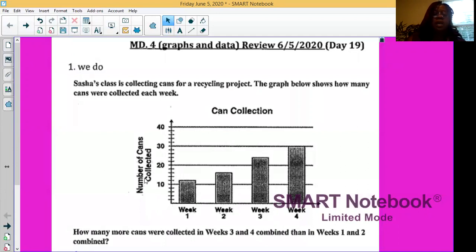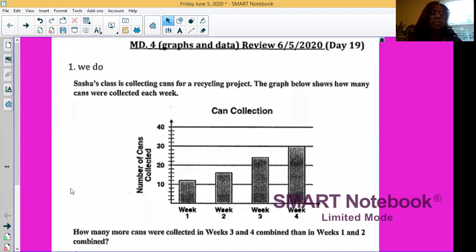So on the side where the scale is, this represents the number of cans collected. And remember, our title is Cans Collected. Then the other label listed are the weeks. You have week 1, and notice that it is just above 10. So it's at the first one, right above 10. Notice we have week 2. Notice where it is, in between 10 and 20. Week 3, notice where it is. And week 4, notice where it is.